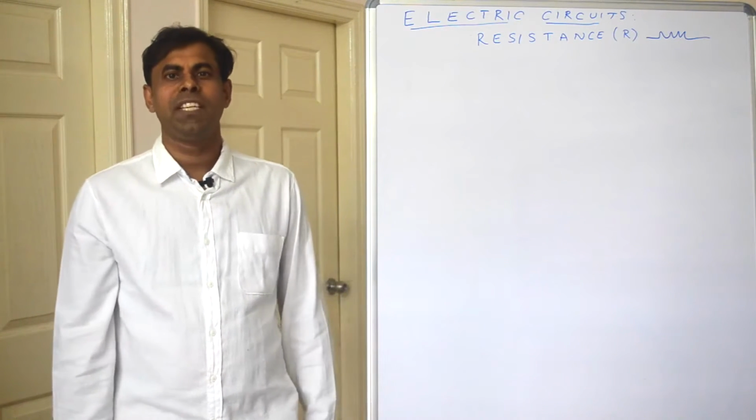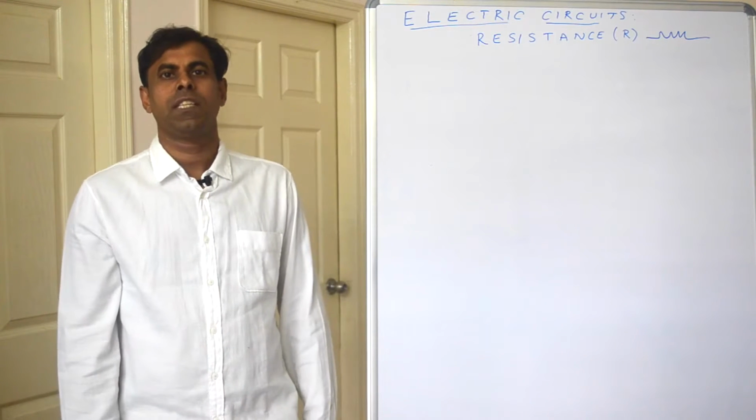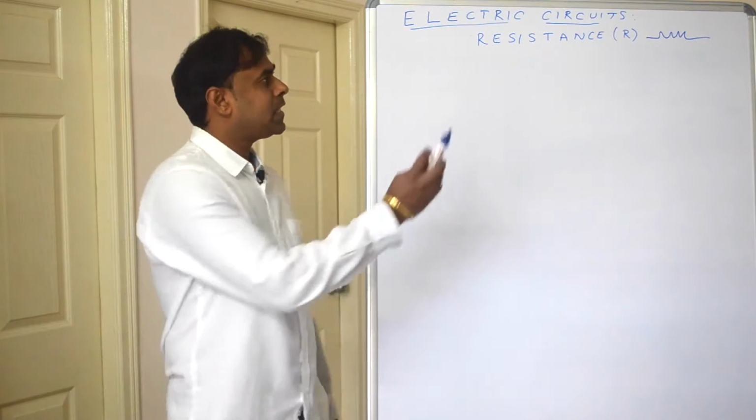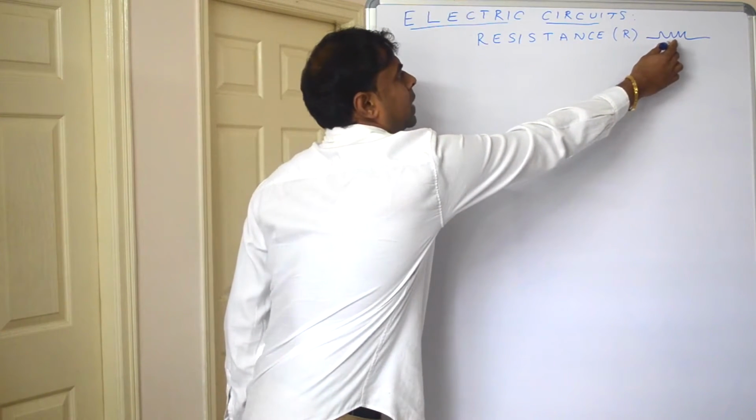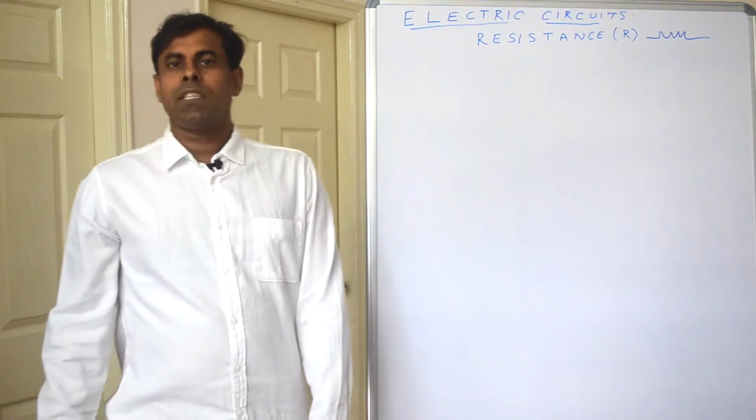The three basic elements in any electrical circuit are resistance, inductance and capacitance. In this session we will learn about resistance, which is denoted by symbol R, which is represented like this. First let us see what a circuit is.